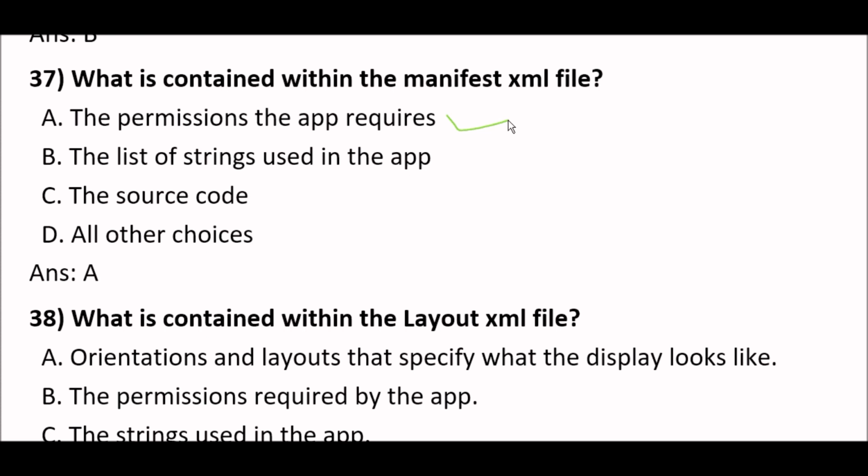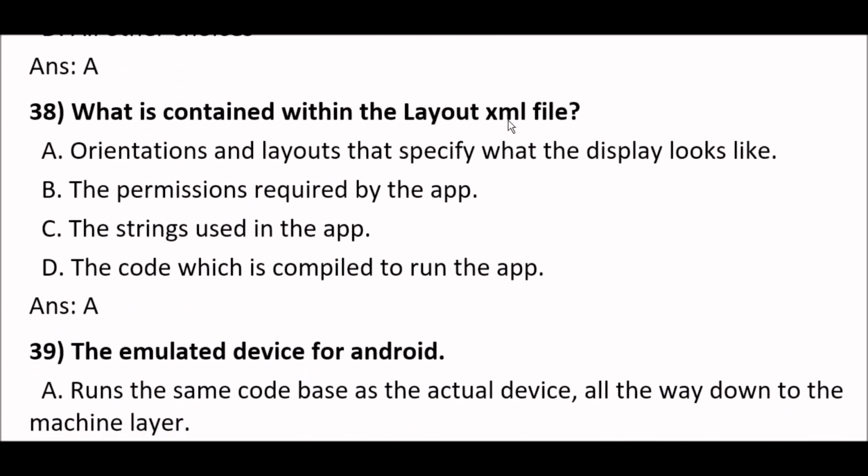Okay. Next question. What is contained within the layout XML file? Option A. Orientations and layouts that specify what the display looks like. Option B. The permissions required by the app. Option C. The strings used in the app. Option D. The code which is compiled to run the app. Right answer is option A. The layout XML file contains orientations and layouts that specify what the display looks like.